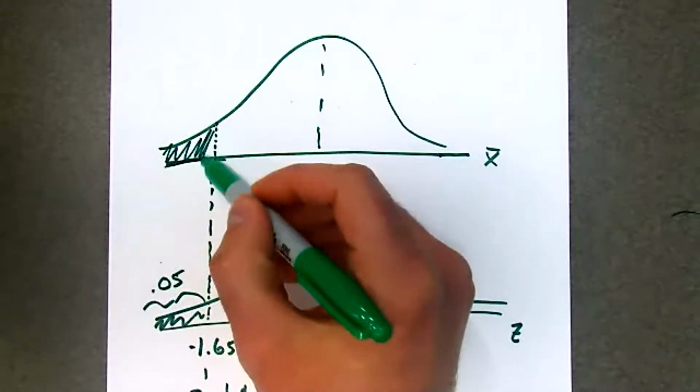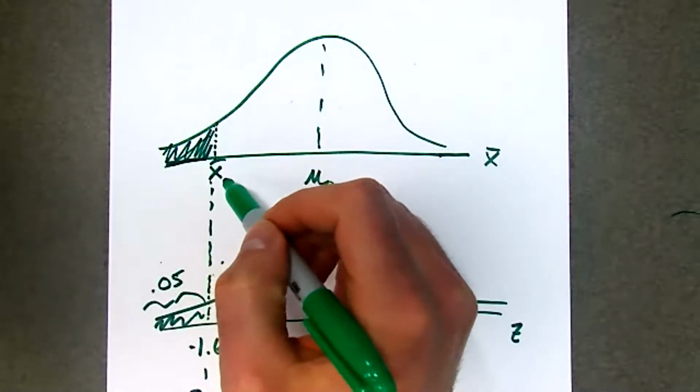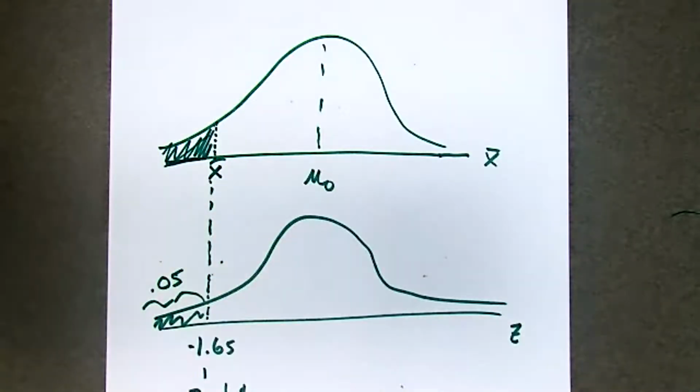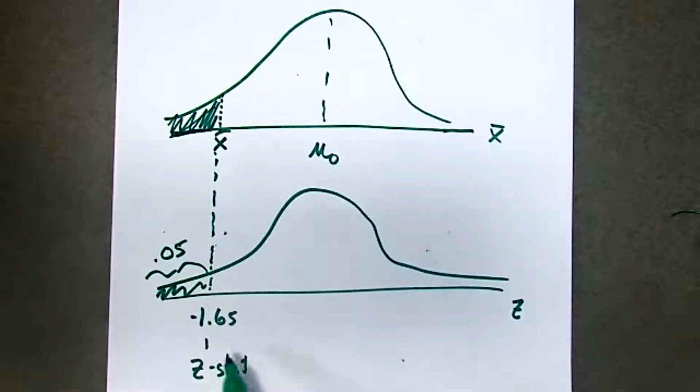So there is some cutoff value. Depending on the example, I don't know what that would be, right? But I know that the z statistic for that cutoff value would be negative 1.65, just based off what I know about the standard normal distribution.